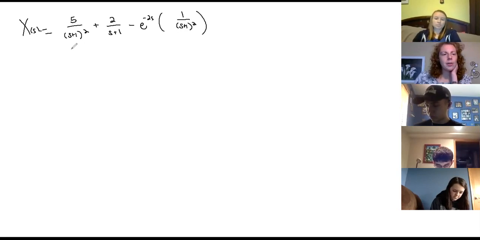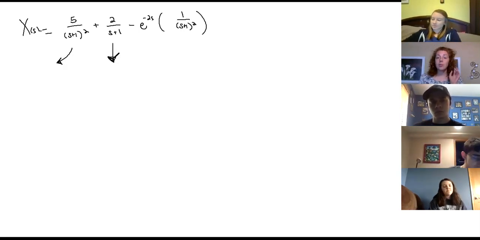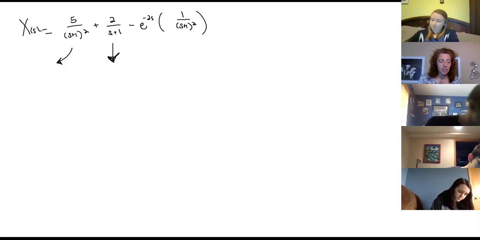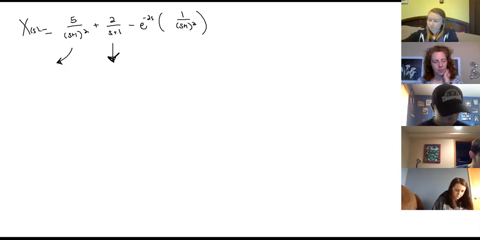Okay, first one, you should be able to find an inverse transform of, and second one, you should be able to find an inverse transform of. So do the first 2, and then we'll do the third one together. Front of your book, please go ahead and find an inverse transform of the first 2.